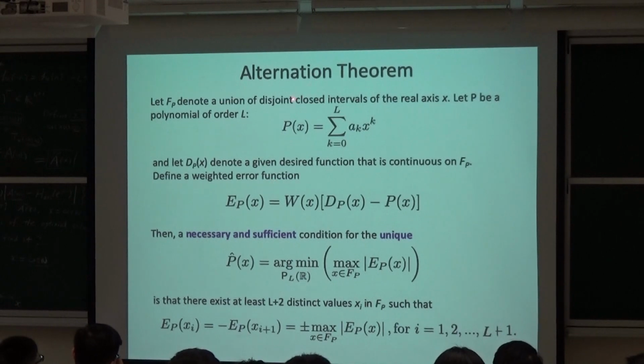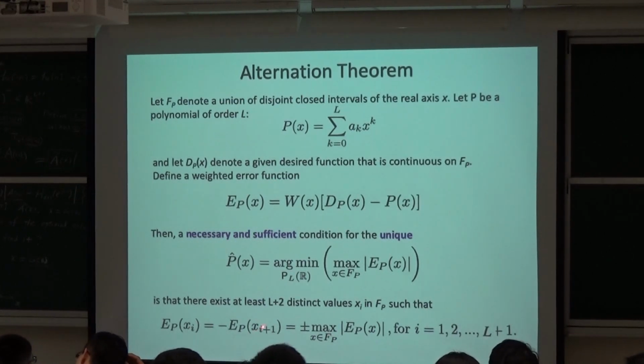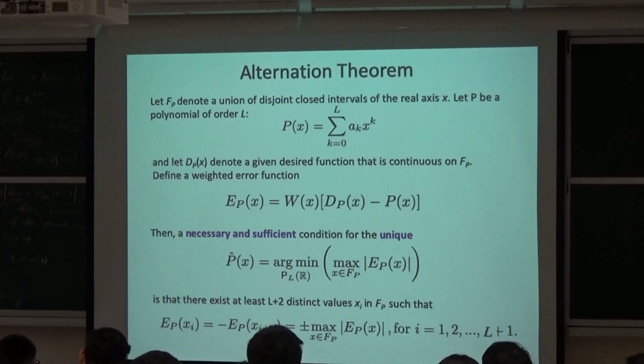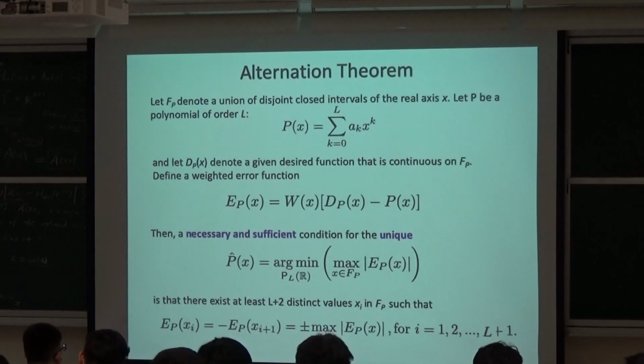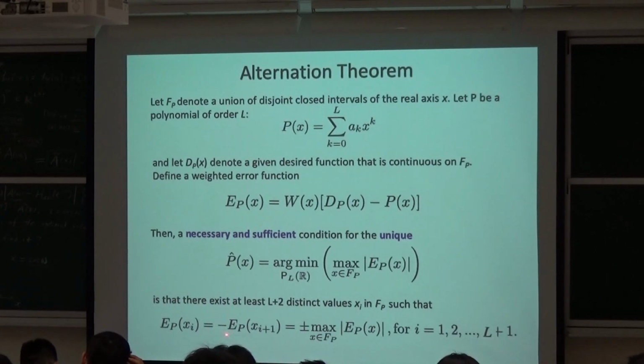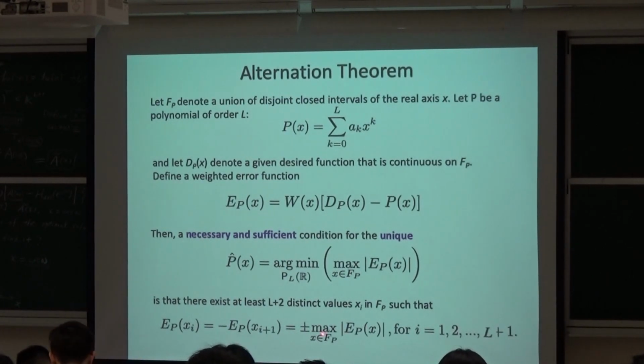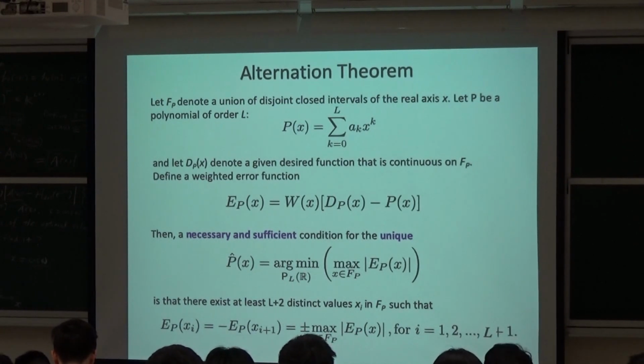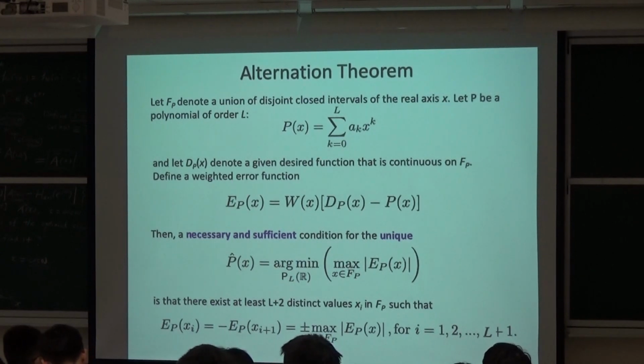This theory is referred to as the alternation theorem. When we go from one point to the next, in ascending or descending order, the sign of the approximation error needs to change, and otherwise it's either plus or minus the maximum absolute error, for i equals 1 to L plus 1. There is a total of at least L plus 2 such points.